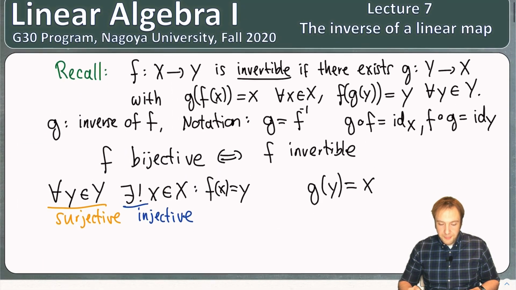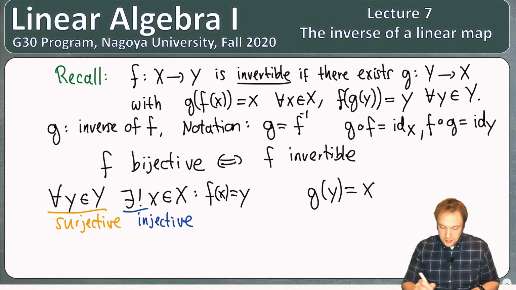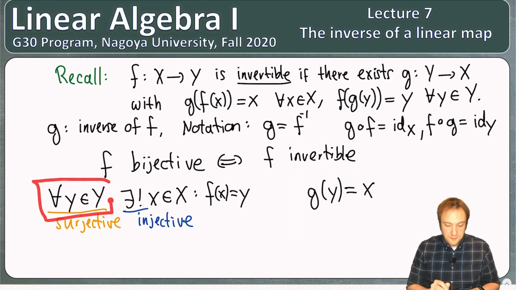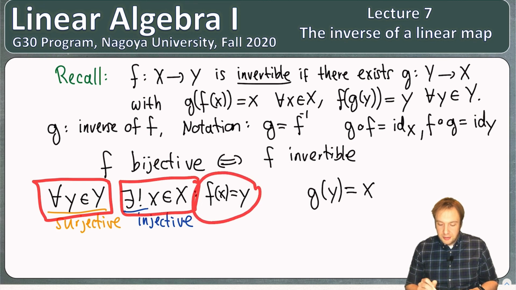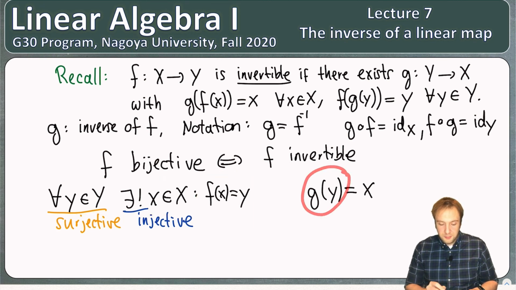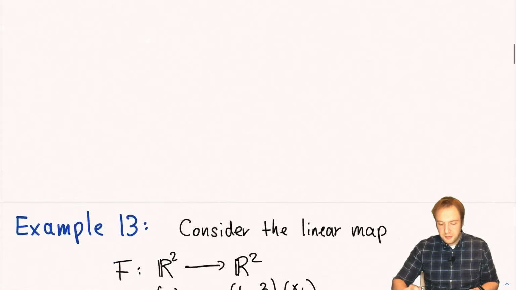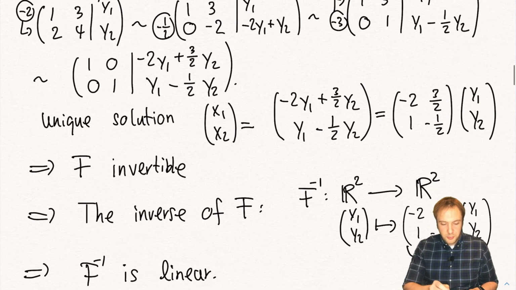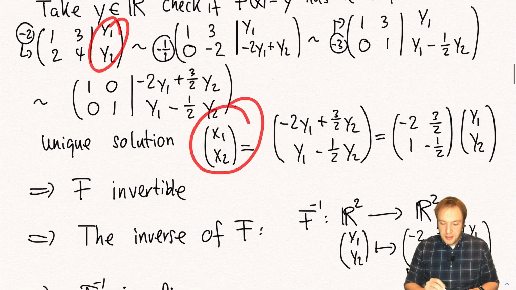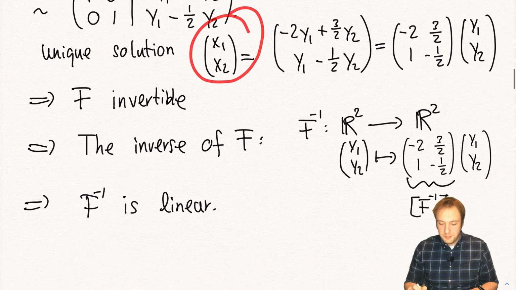Because in general, the inverse we can define like this. If for a given y we can find the unique x with this property, then we can define the inverse by sending this y to this unique x. And this is exactly what we did here. We started with some y, we got some x, and then the inverse is defined by sending this y to this x.